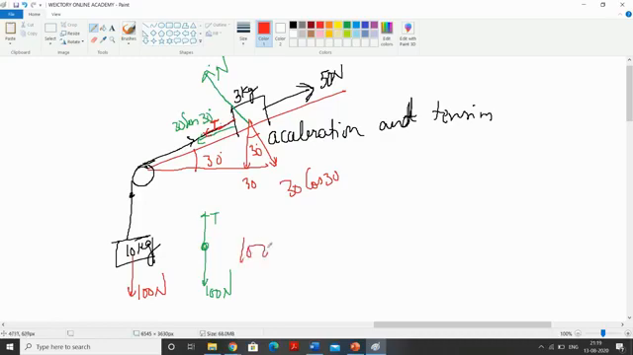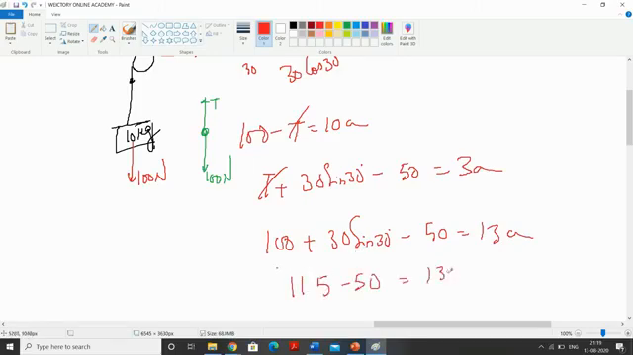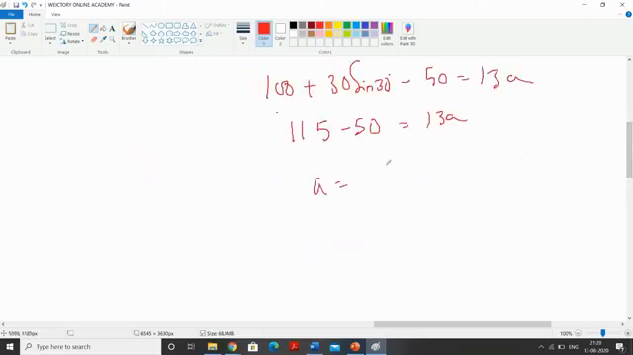So let's write down the equation. So 100 minus T is equal to 10a, and here the equation is T plus 30 sin 30 minus 50 equals 3a. So this T and this T get cancelled out. 100 plus 30 sin 30 minus 50 is equal to 13a. This is 15, so 115 minus 50 equals 13a. You will get acceleration as 65 divided by 13, 5. So acceleration is 5 meter per second square.